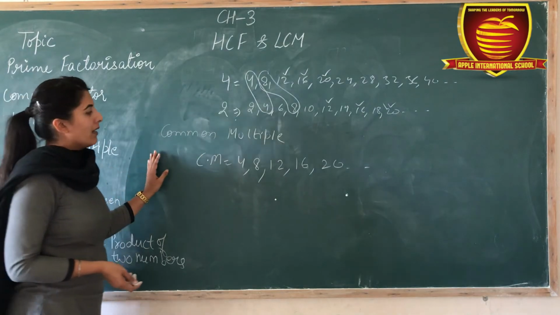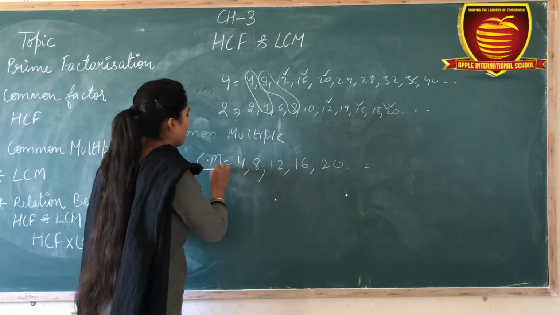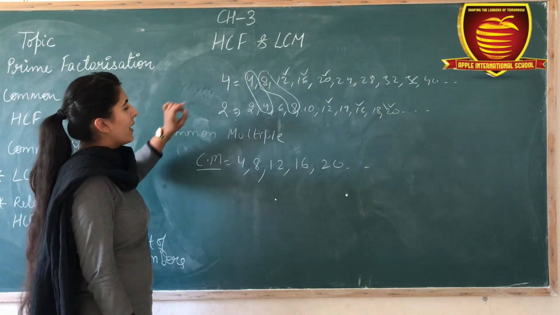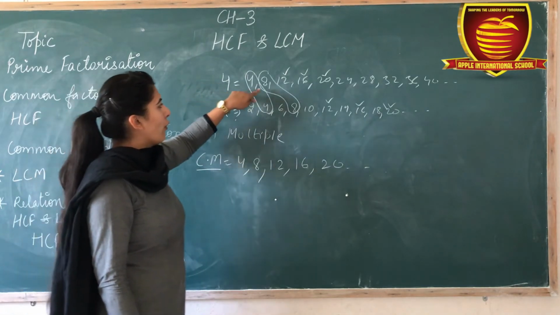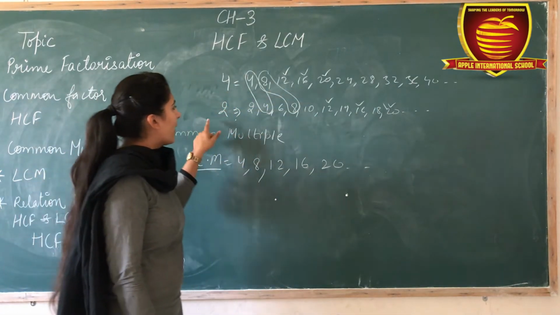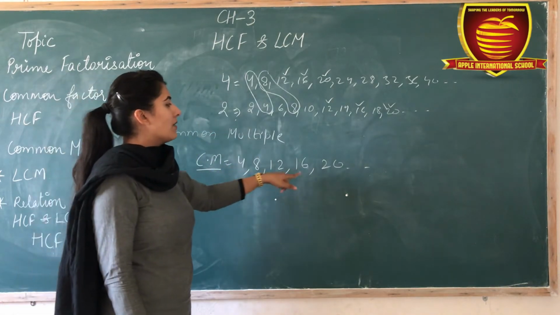The common multiples are the multiples of the greater number. Here you can see that 4, 8, 12, 16, 20. So what are the common multiples? 4, 8, 12, 16, 20.